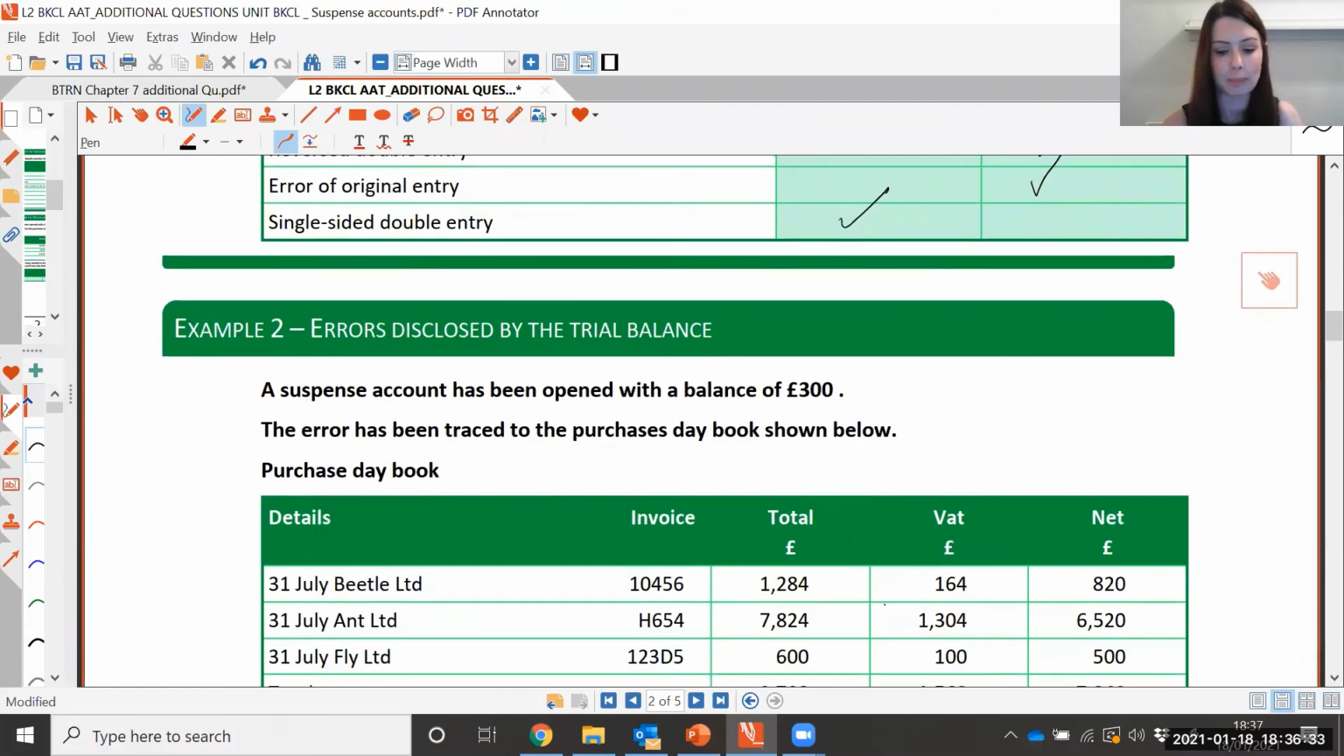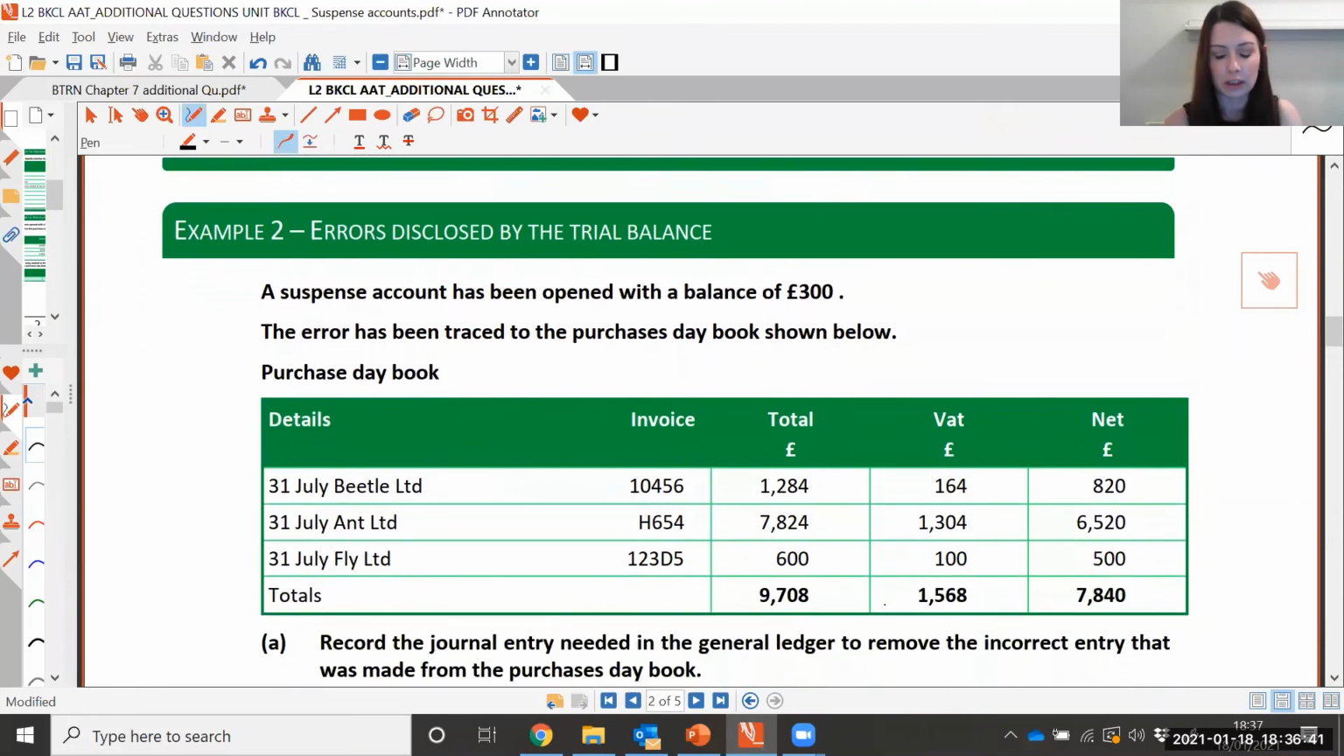Okay, so it says here, a suspense account has been opened with a balance of £300. The error has been traced to the purchases daybook. So first of all, looking at this, can you find where the error is? Yeah, good, Rachel. Yes, the total is wrong. So what should it be? Yeah. So this amount has been totalled wrong.